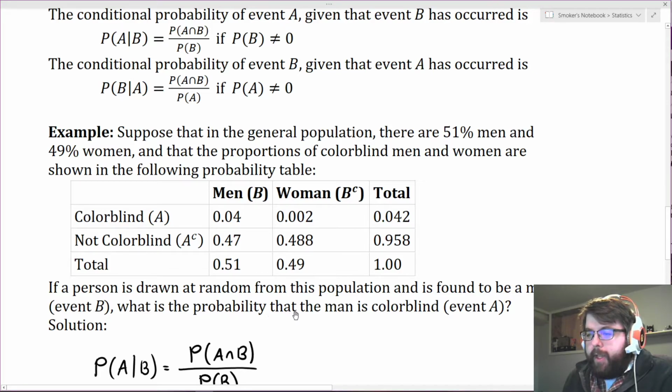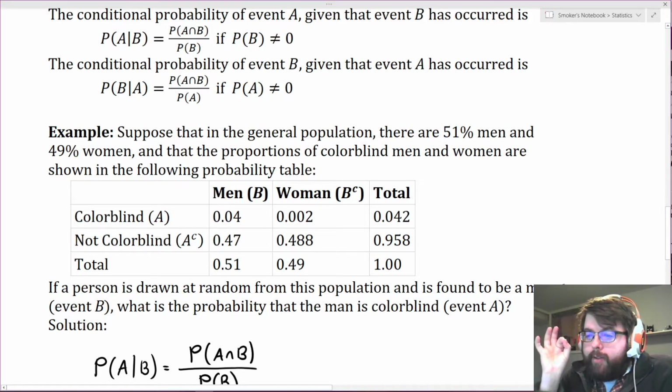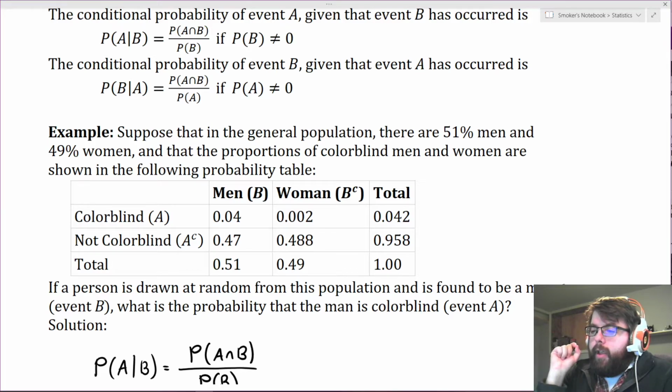What is the probability that the man is colorblind? It can be very nuanced what they're asking here. They're not asking what is the probability that it's a man that's colorblind. They're asking what is the probability that it's a colorblind person if we already know that it's a man.